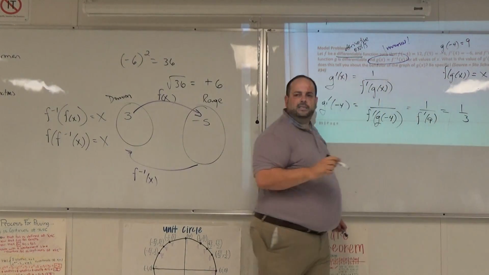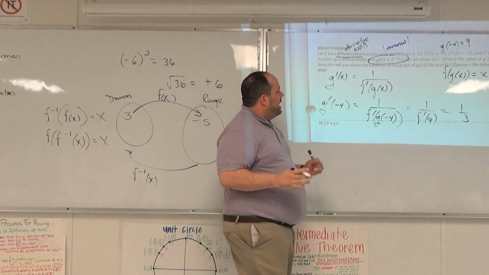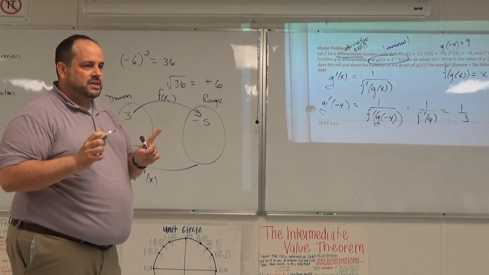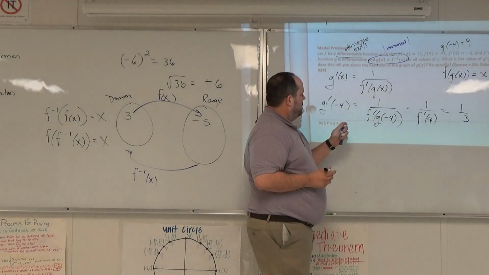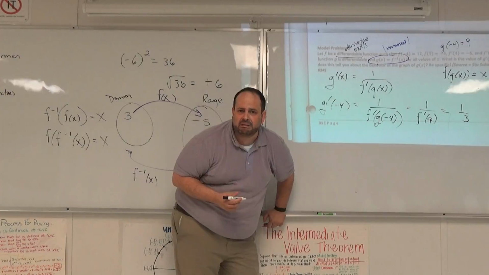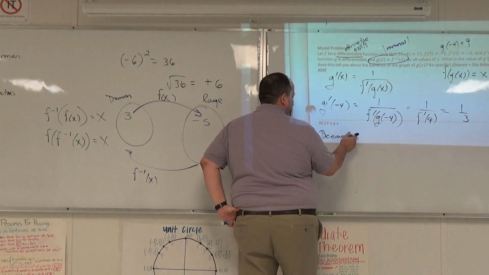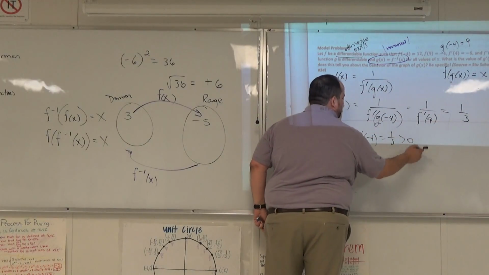So we've got 1/3. How many guys honestly have 1/3? I got 1, I got 2, I got 3, I got 4, I got 5. Okay. Now be careful. That's not the end of the question. What does this tell you about g? That it increases. Oh my God, on a Monday morning! g of x increases. Okay, because g prime of negative 4 equals 1/3, which is positive.